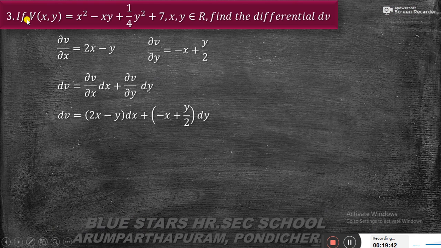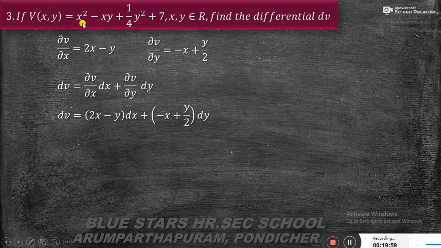So third problem: if v of x comma y equals x square minus xy plus 1 by 4 y square plus 7, x comma y belongs to R, find the differential dv. So here v of x comma y is the given function. So dou v by dou x means the differential with respect to x on both sides.